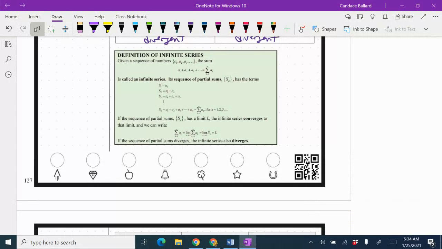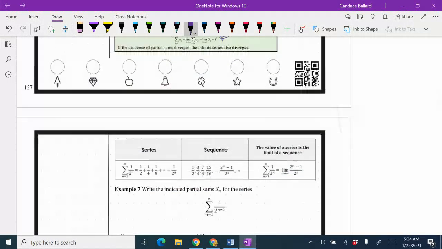An infinite series is basically a sequence of what we call partial sums. Partial sums are the sum of the first term, and then I add that to the second term, and then I add that to the third term, and so on and so on. And then the sequence of partial sums can have a limit, L, or it can also diverge.